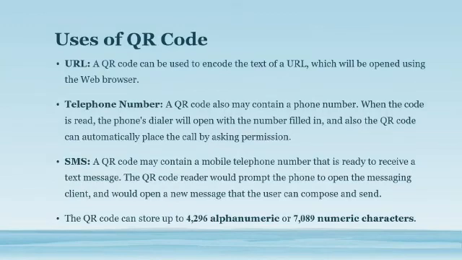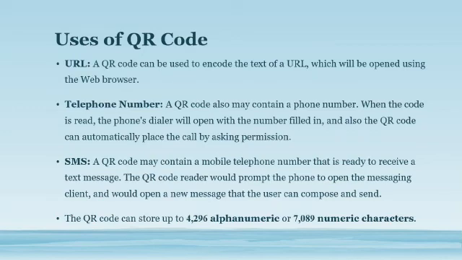Uses of QR code. There are many uses of QR code, like we can encode text or some kind of image, some of our personal details, like telephone number, SMS, etc. So we will see them one by one. First, URL. A QR code can be used to encode the text of a URL, which will be opened using the web browser. Telephone number.